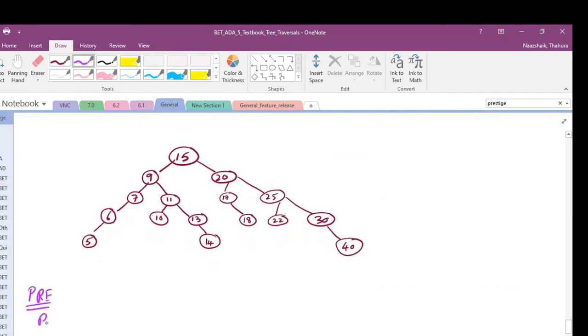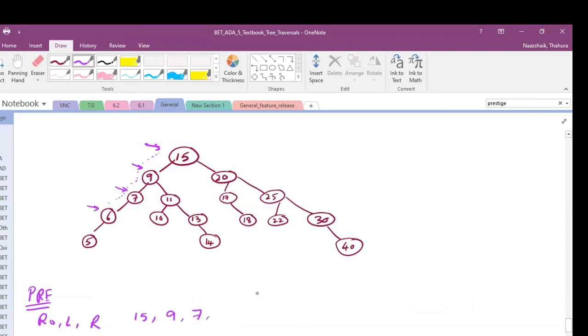Preorder: root, left, right. So first I will do the root. I will go here. Then I will come to the left side. Now again I visit the root. Then the rule says go to the left. Then again, I visit the root. Then the rule says go to the left.